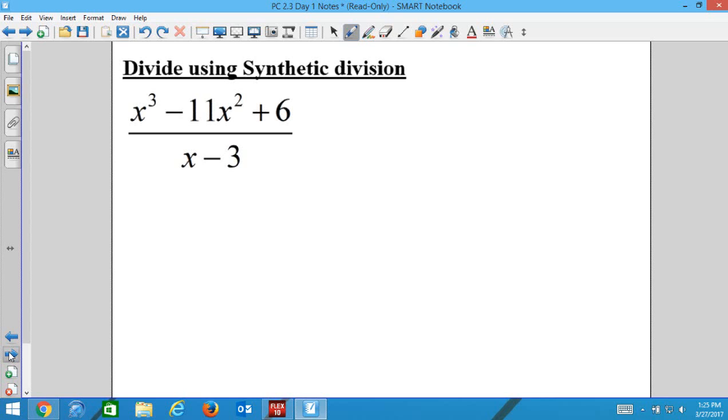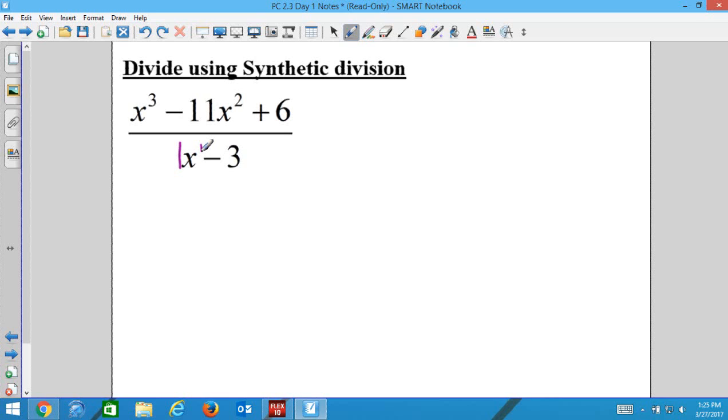All right, synthetic division. Ready? Okay, so synthetic division only works if we have 1x to the first power in our divisor. So if you have any other number in front of that x, or if you have any other power, you cannot use synthetic division. Otherwise, you have to use long division. That's why we have to learn both. Other than that, though, synthetic division is way faster.